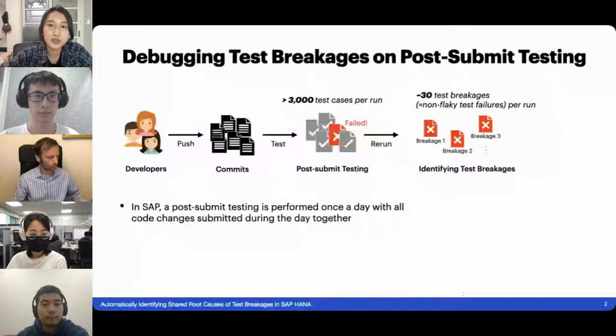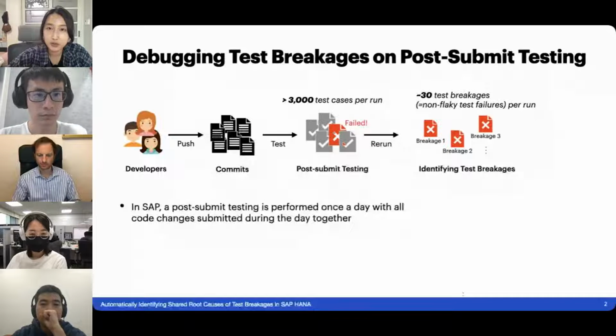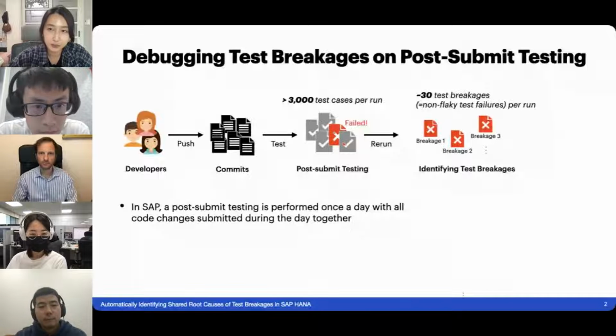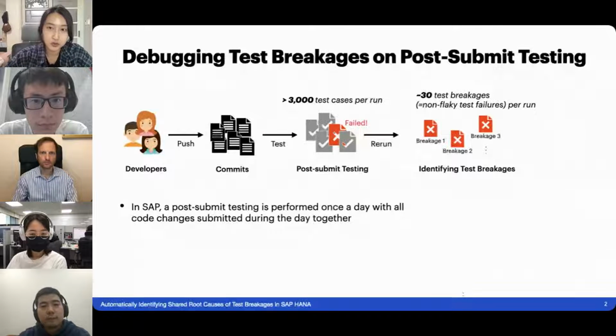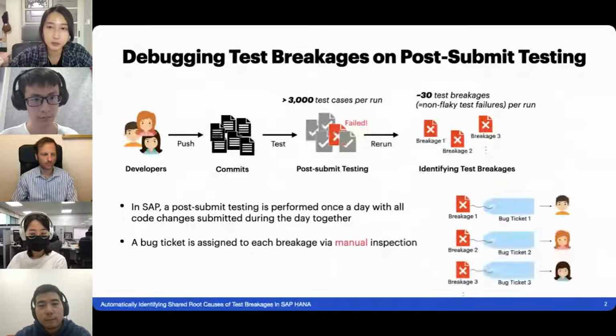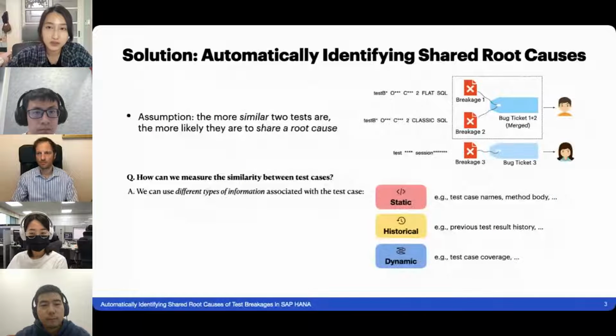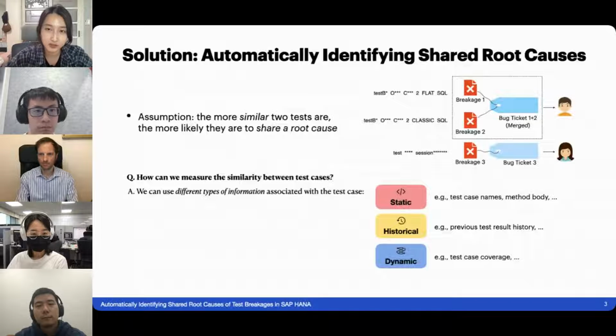So let me start with explaining the post-submit testing process in SAP. The test run is performed on a daily basis in SAP and with all code changes together. And after the test breakages are identified, a bug ticket is manually assigned to each breakage. But the manual labeling can result in redundant bug tickets, causing unnecessary review effort. We propose a technique to identify shared root causes and merge the duplicated bug tickets.